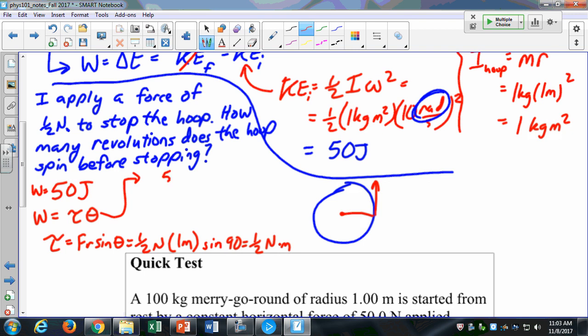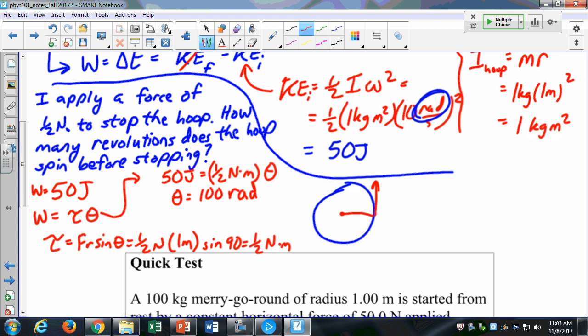I can say that the work is 50 joules equals the torque, which is a half Newton meter, times theta. And then I would solve that for theta. Theta would be equal to 50 divided by a half, which is 100. What are the units for theta in this case? I've been dealing with SI units, so what must the units for theta be? Radians, right. So the units for theta are going to be in radians.